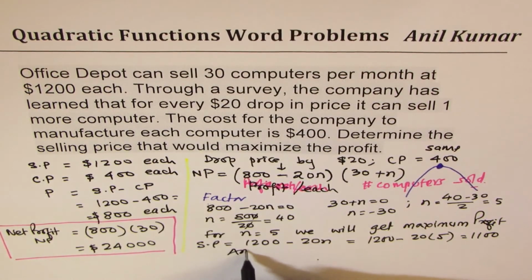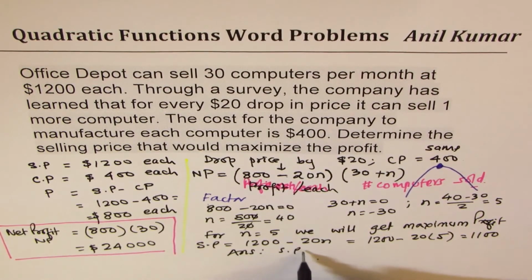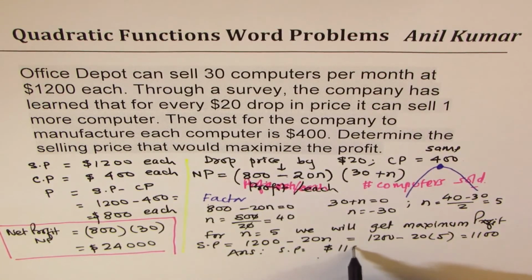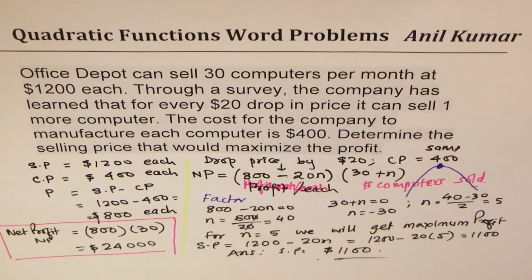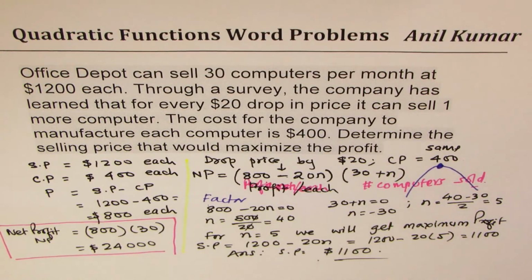So our answer is selling price is $1,100. So that is how you could do it. Now this method which has been adopted here is very different from the normal methods, but I hope you understand and appreciate it.